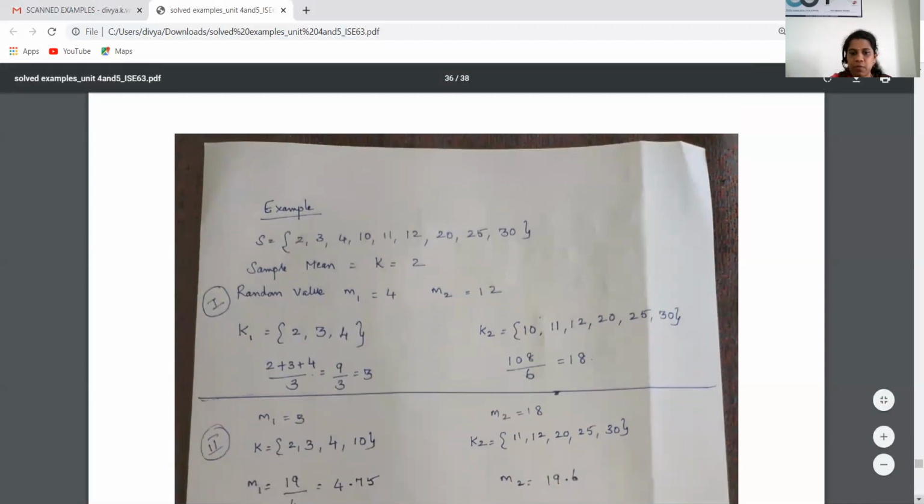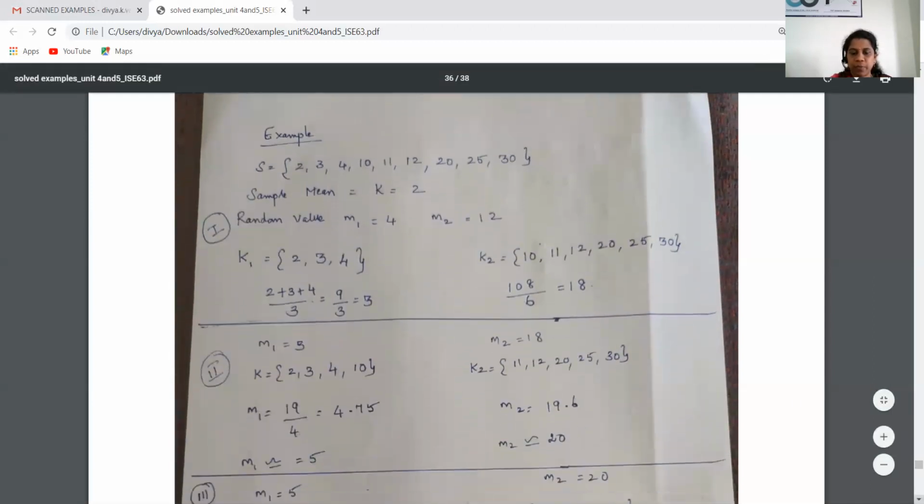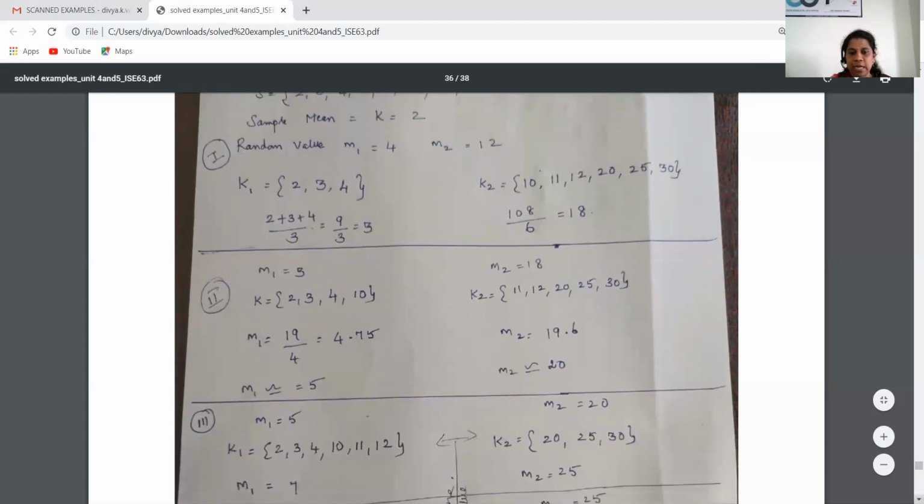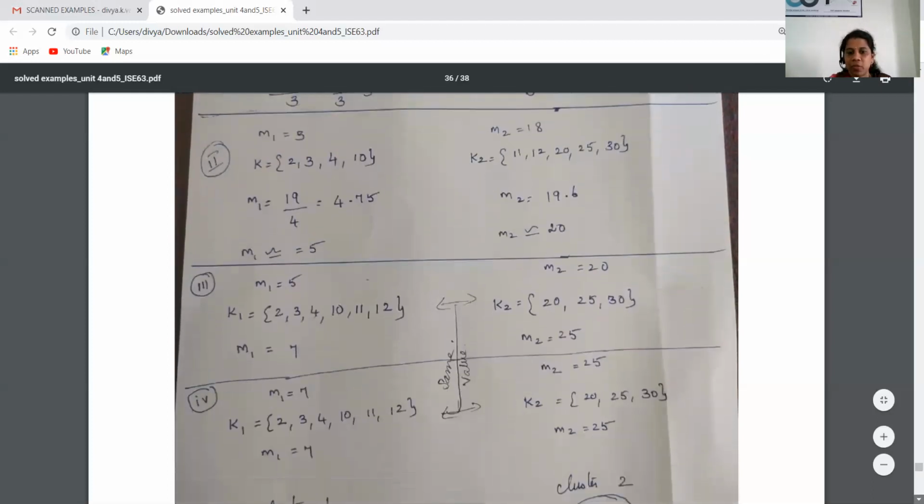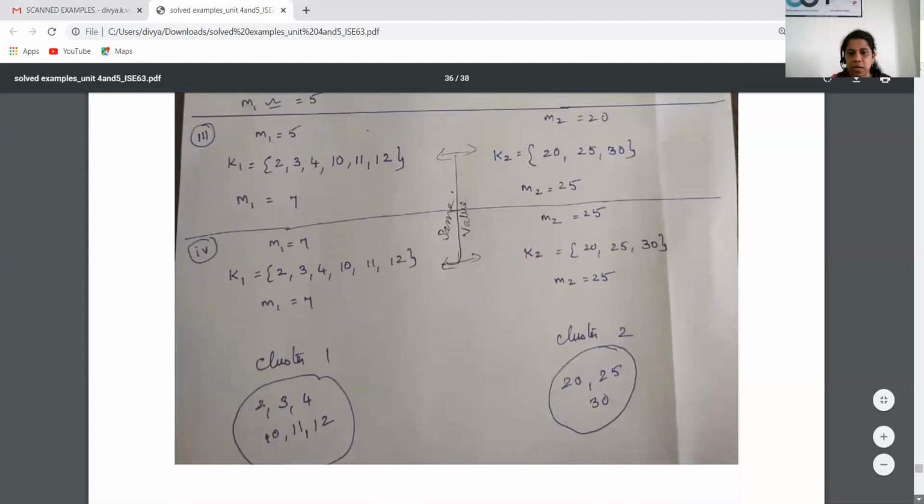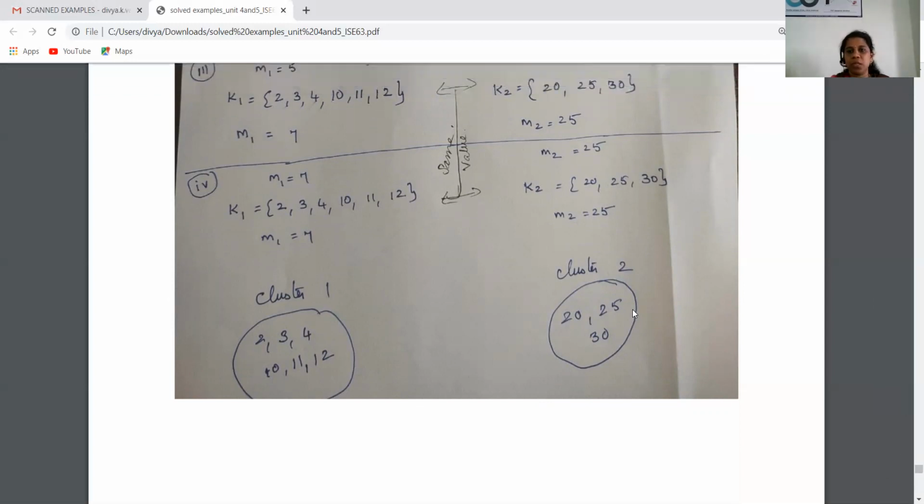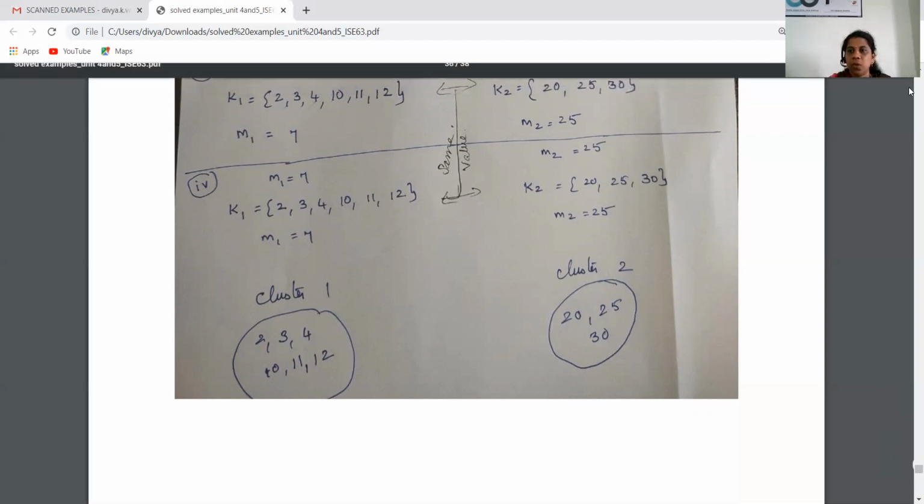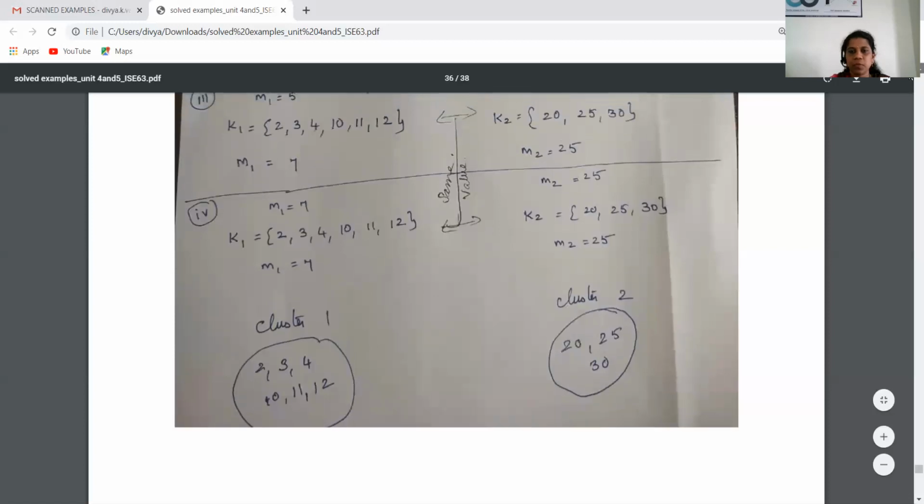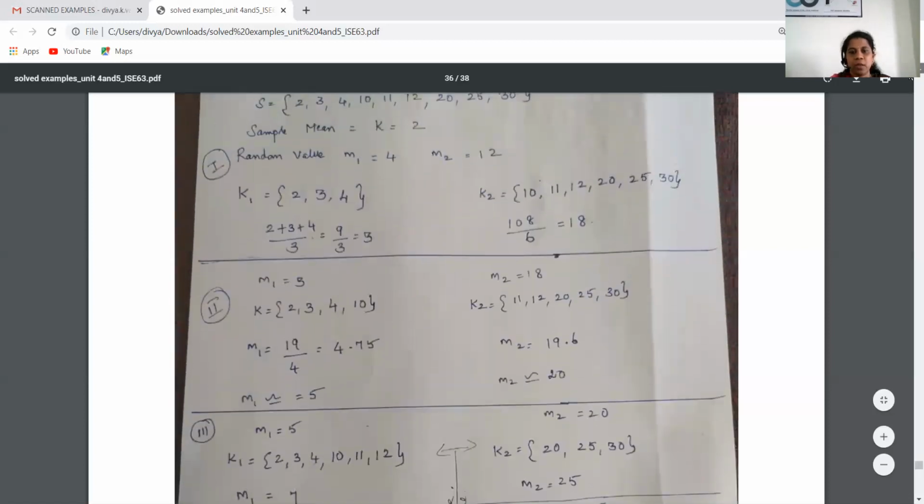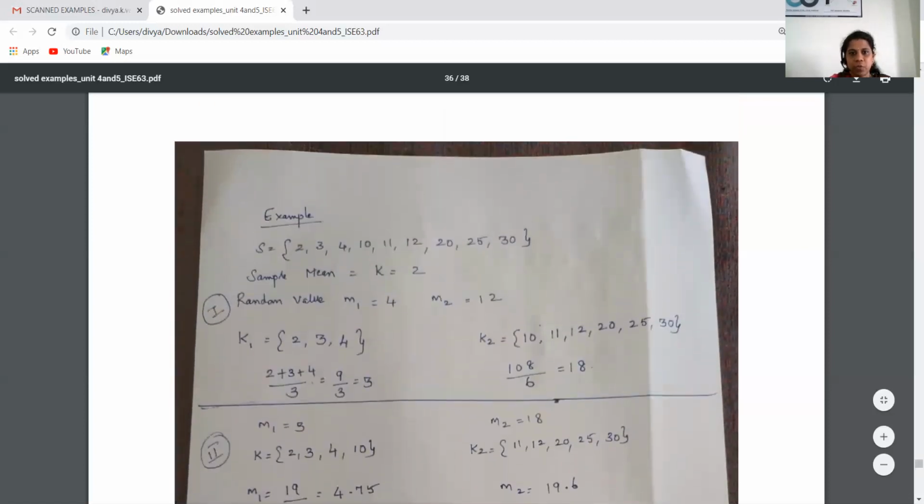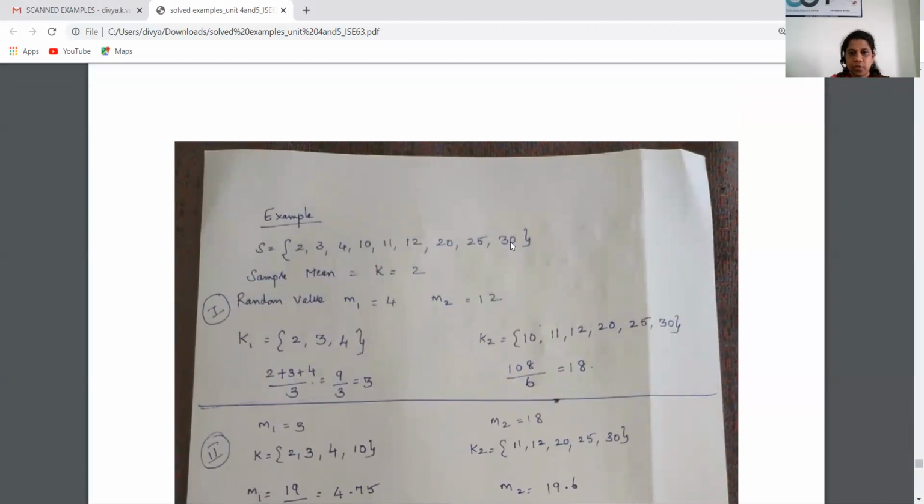After calculating the mean value based on the distance from the mean value, each time we are rearranging the clusters. Whenever we get a fixed cluster, we stop and finalize that this is the final cluster based on the distance parameter for the k-means algorithm. In this example, we had seen only one parameter: 2, 3, 4, 10, 11, 12, 20, 25.